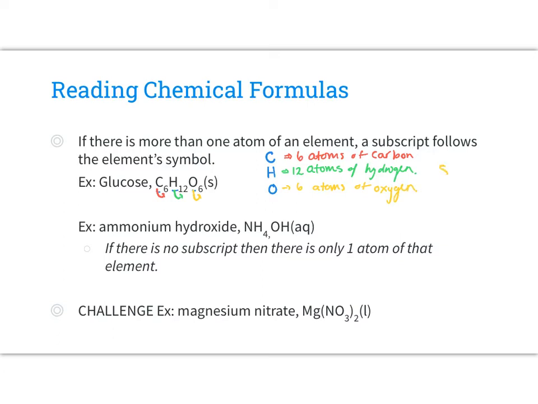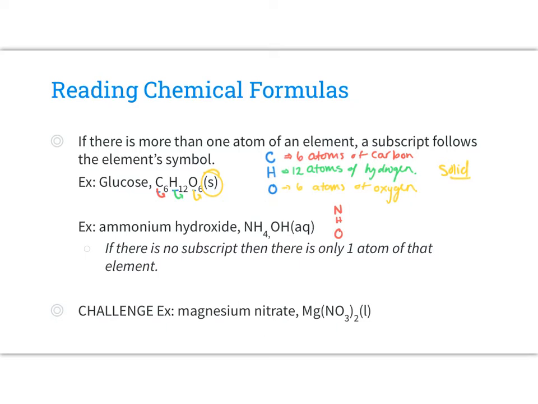It's a solid because of the brackets. Ammonium hydroxide is NH4OH. So the different elements that are present are nitrogen, hydrogen, oxygen. Then we just get another repeat of hydrogen here, which we've already listed.